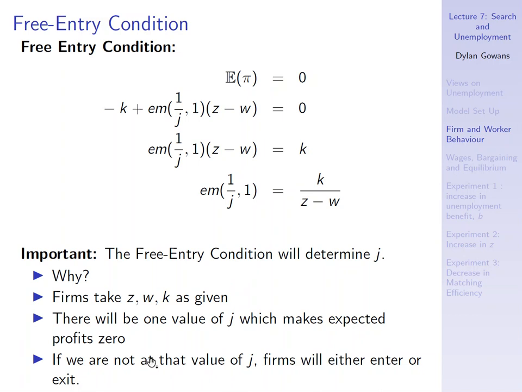That's what I write here. If we're not at that value of J, the one that leads to this equality, firms will either enter or exit for the reasons we talked about on the last slide. So that's what's important. This free entry condition will determine J for us.